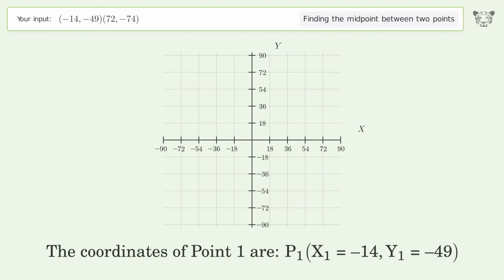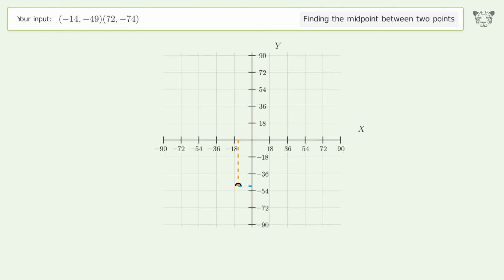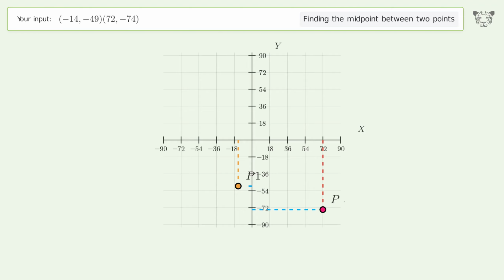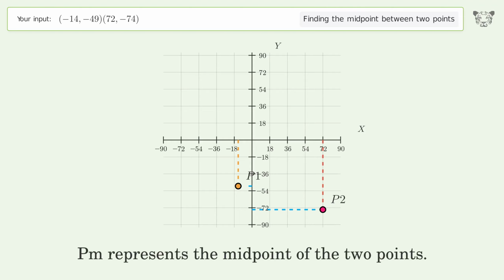The coordinates of point 1 are x1 equals negative 14, y1 equals negative 49. The coordinates of point 2 are x2 equals 72, y2 equals negative 74. PM represents the midpoint of the 2 points.